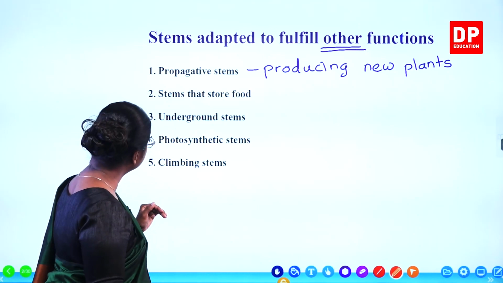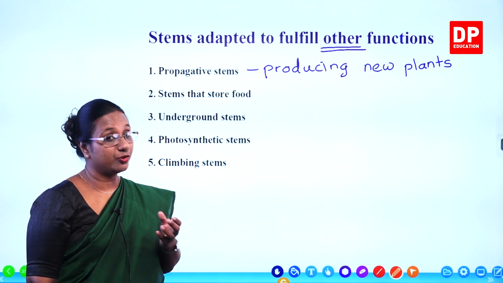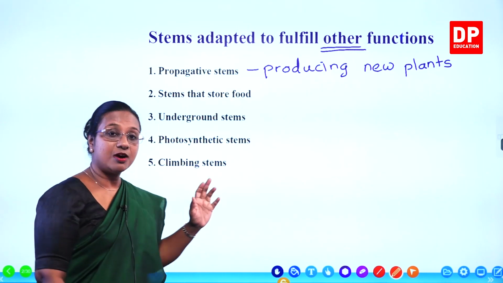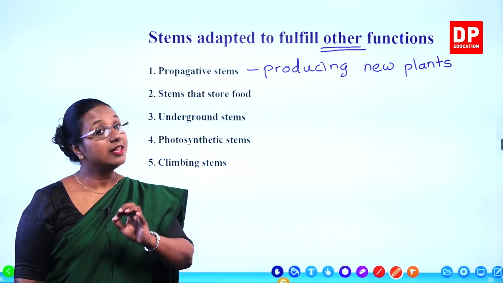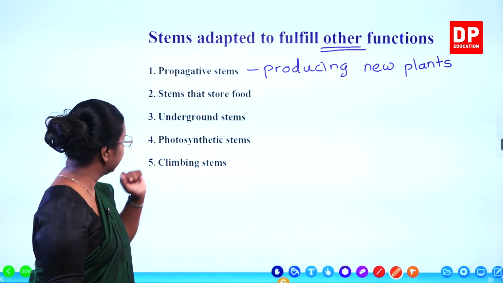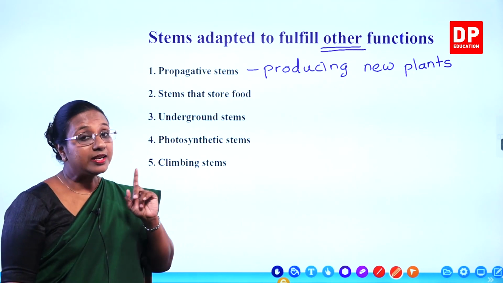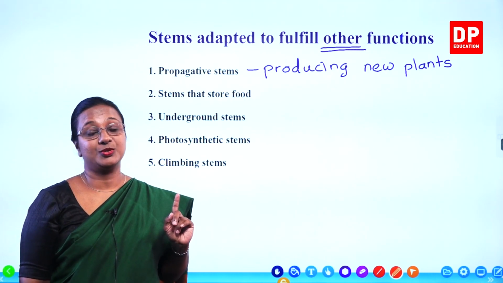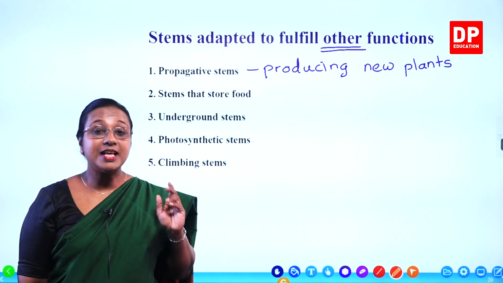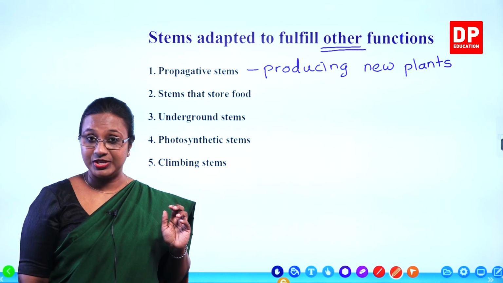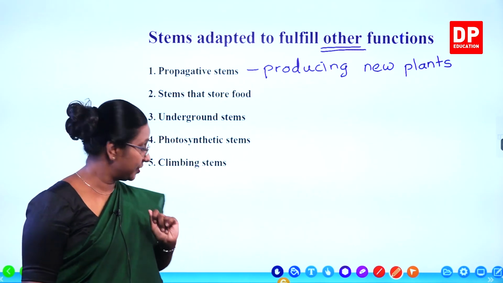So propagative stems. Stems that store food, another function, storing food. Then underground stems, we have looked at underground stems. They are a special type. They have different functions. We will discuss that. Then there are photosynthetic stems. So what is the part that normally does photosynthesis? It is the leaf. Leaves are the parts that are specialized to do photosynthesis. But there are some stems that can carry out photosynthesis.